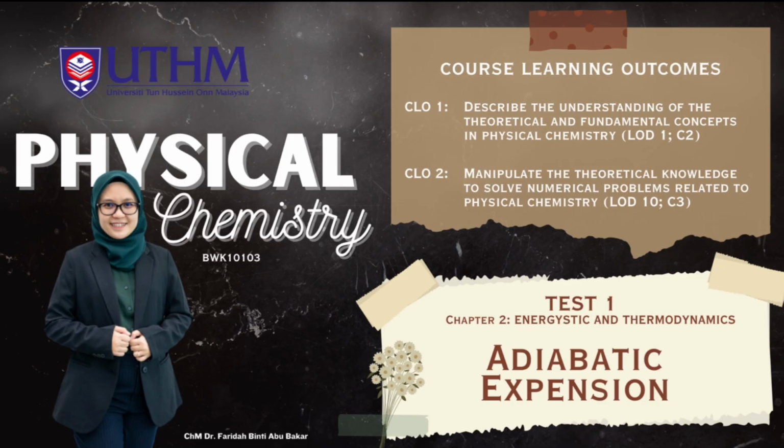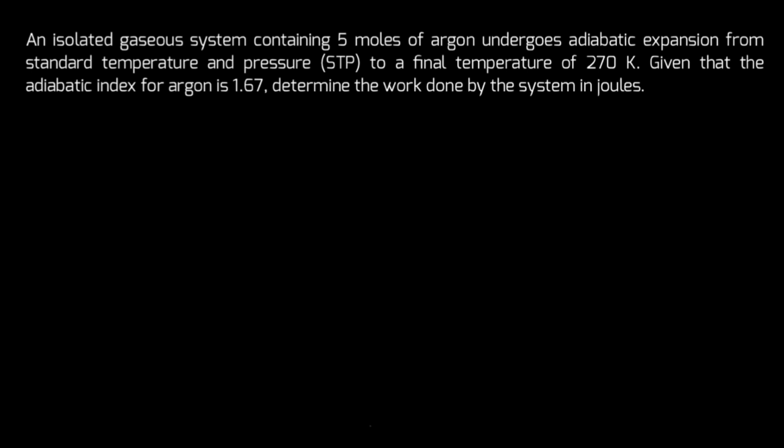In this video, we shall discuss a question related to adiabatic expansion. So let's get started. An isolated gaseous system containing 5 mole of argon undergoes adiabatic expansion from standard temperature and pressure (STP) to a final temperature of 270 Kelvin. Given that the adiabatic index for argon is 1.67, determine the work done by the system in joule.